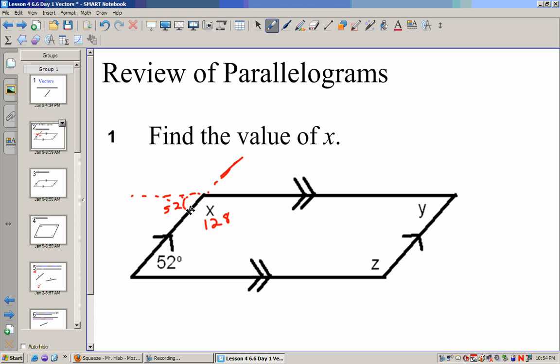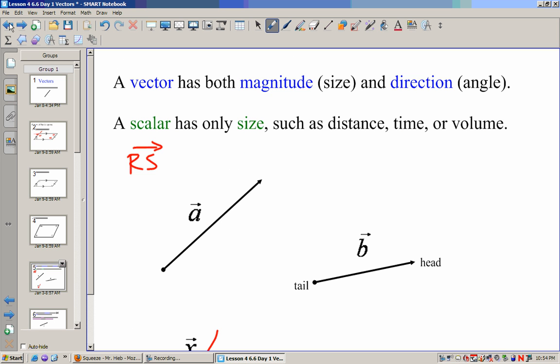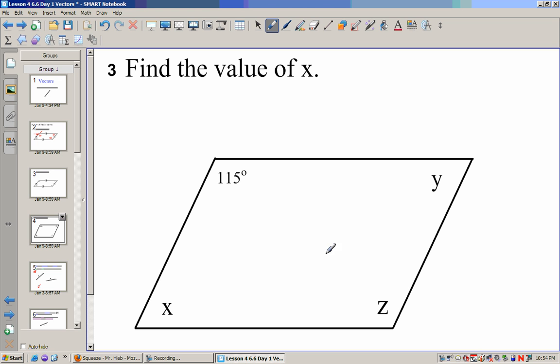So these two have to add up to 180, which means these two have to add up to 180. So this is going to be 128. Z is directly across, and opposite angles are congruent, so that's going to be 128, and Y is going to be 52. So knowing one angle in a parallelogram gives you the other three angles. In this situation, if this is 115, we know Z is 115, and X and Y are both 65.